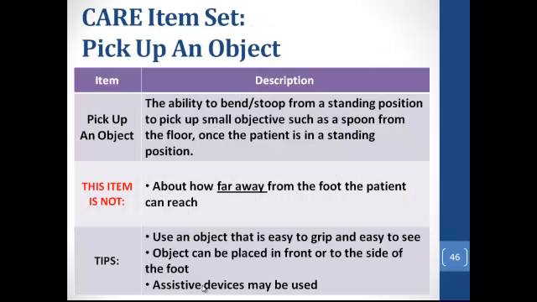The next item is picking up an object. It is defined as the ability to bend or stoop from a standing position to pick up small objects such as a spoon from the floor once the patient is in a standing position. Many of the usual and customary assessment tools used by providers in skilled nursing facilities do not include this item. It does represent a higher level of function, and that is one of the main reasons it was included. It goes beyond just walking, transferring, and basic ADLs.